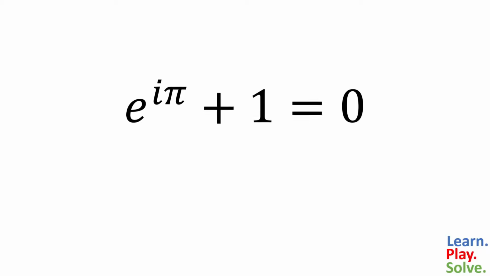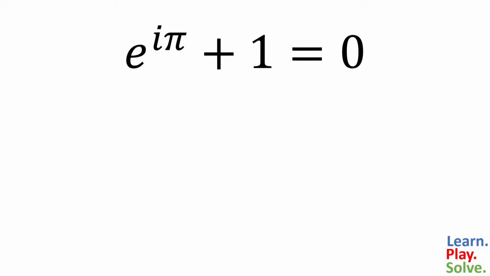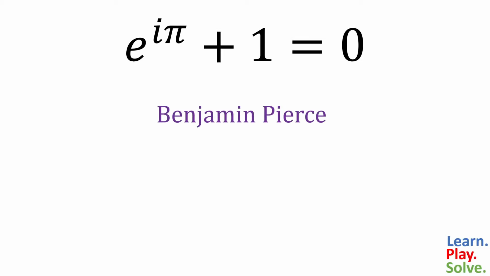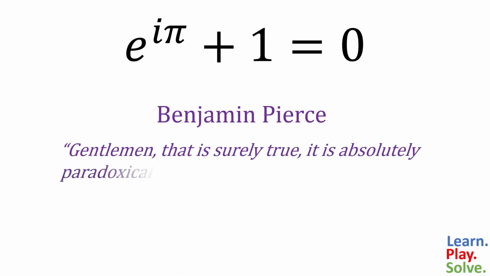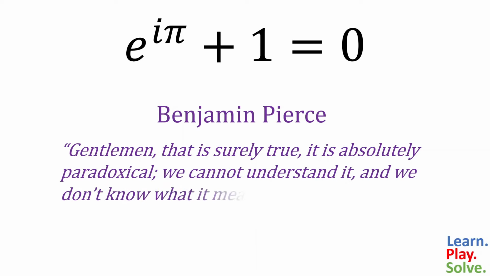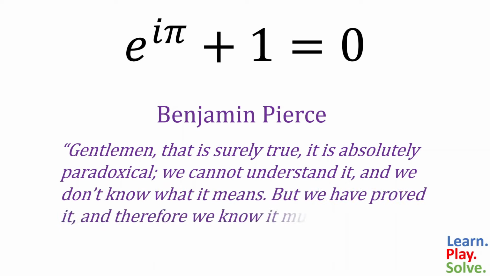Look at the elegance and beauty and simplicity of this equation. How can these 5 numbers, with such significant roles in math and science that have nothing to do with one another, be related in such a simple, straightforward way? 19th century Harvard mathematician Benjamin Peirce famously said during one of his lectures, "Gentlemen, that is surely true. It is absolutely paradoxical. We cannot understand it, and we don't know what it means, but we have proved it, and therefore we know it must be true."